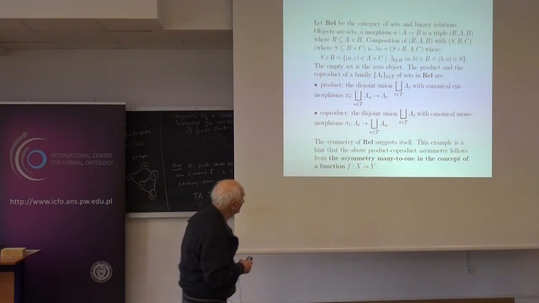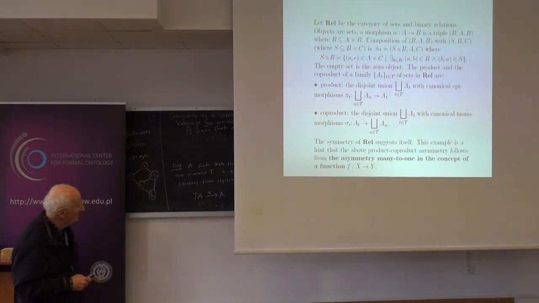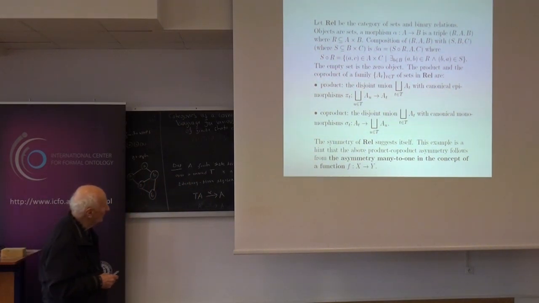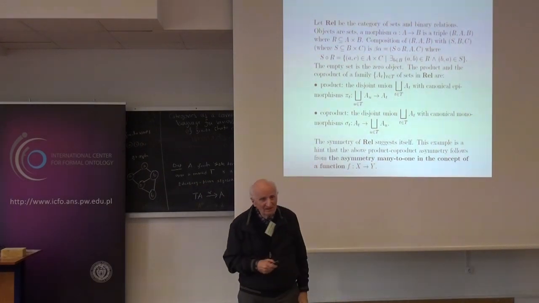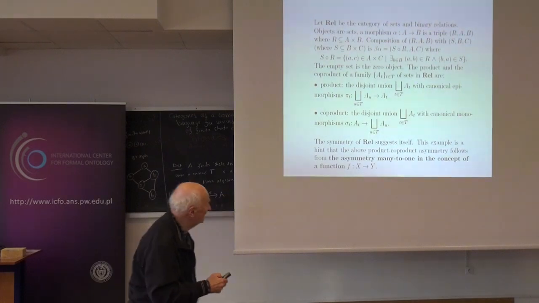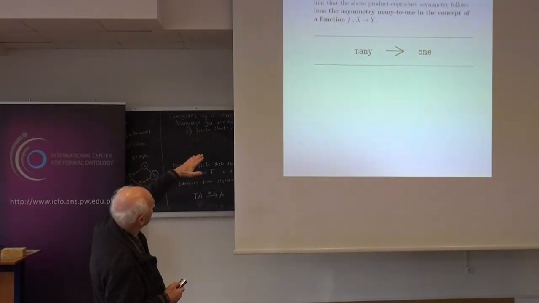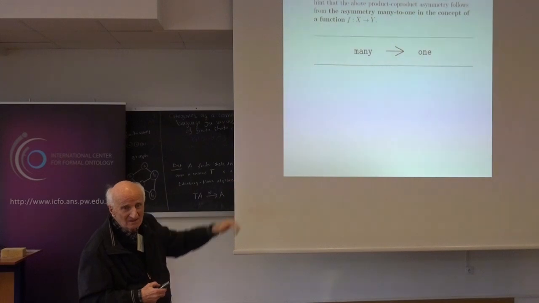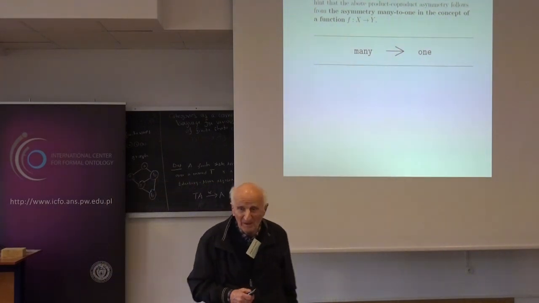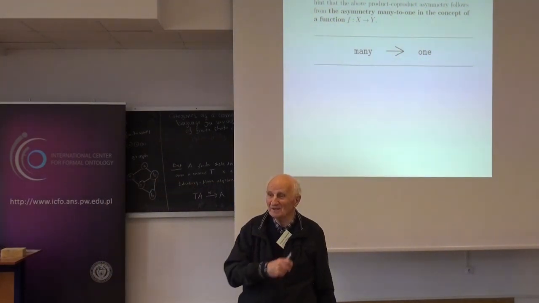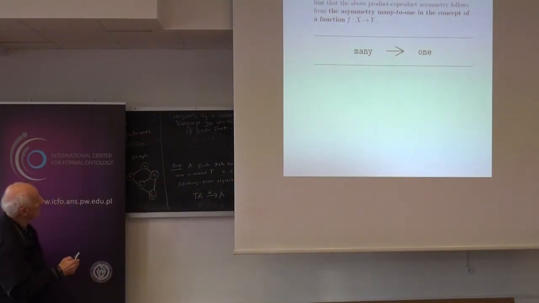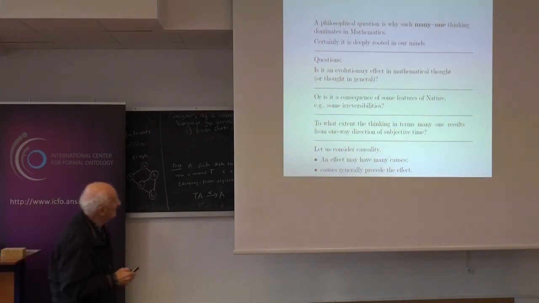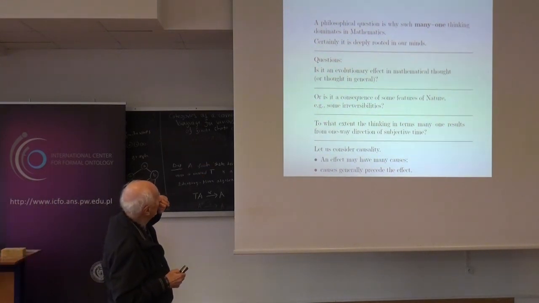And perhaps this is the reason that this lack of symmetry follows from the asymmetry many to one in the concept of the function. Many to one. Mathematics is based on the concept many to one. Of course, not only, but it is the most important. Now, why does this dominate in mathematics?